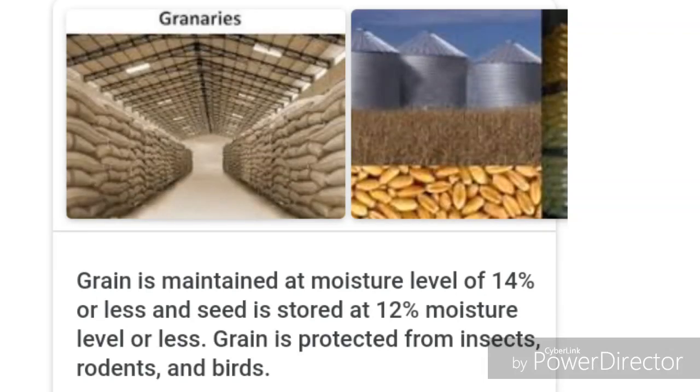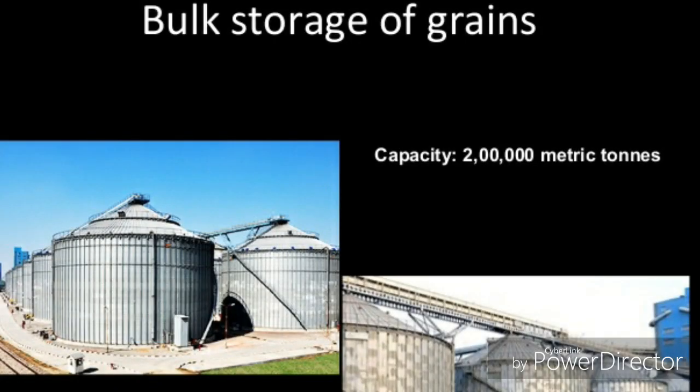The storage of grains is a very important step in agricultural practices. Grain is maintained at a moisture level of 14% or less, and seed is stored at a 12% moisture level or less. Grain is protected from insects, rodents, and birds. For the bulk storage of food grains, silos or granaries are used. They are scientifically designed for the effective storage of food grains.